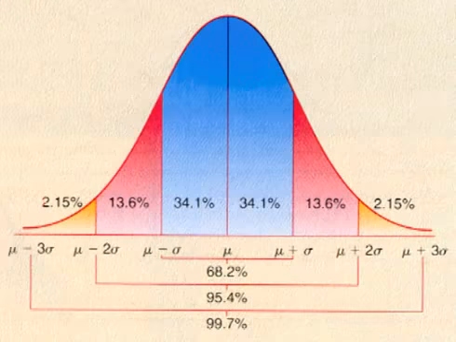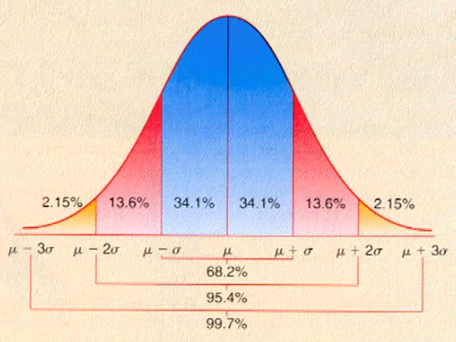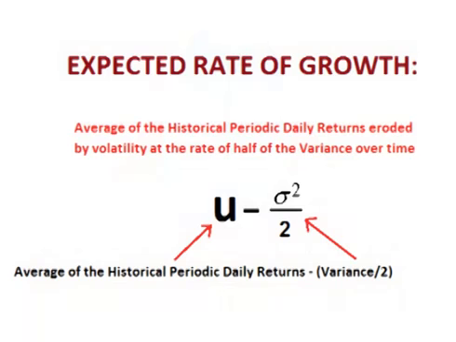To create a normal distribution curve, we take the future expected rate of return and the standard deviation. For the expected rate of return, we use the average of the periodic daily returns, but we erode this value to account for volatility using standard return erosion of the rate of half of the variance over time. Therefore, the expected rate of growth each day, which really means the rate of growth that has the greatest odds of occurring, is the average of the periodic daily returns eroded by volatility at the rate of half of the variance over time.